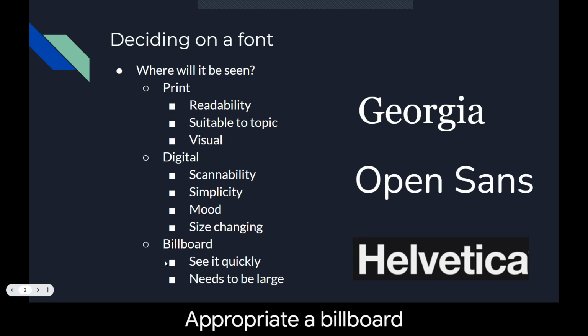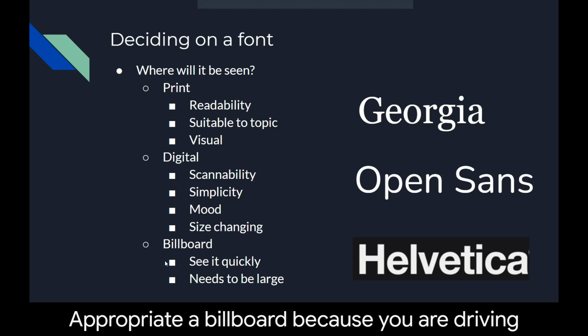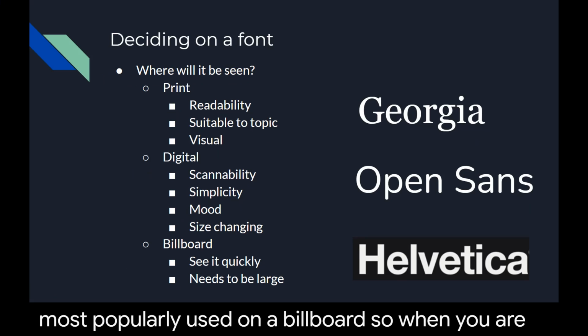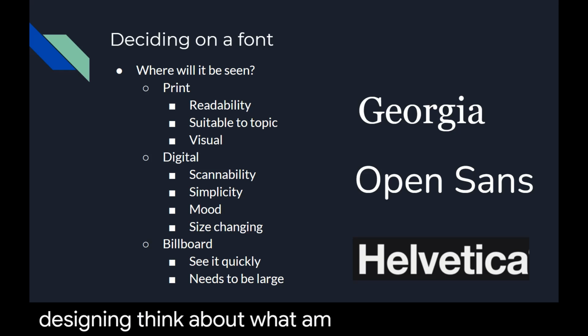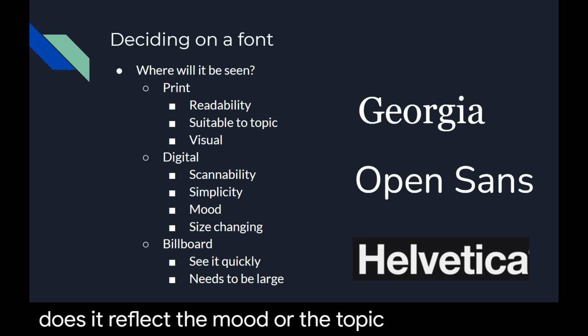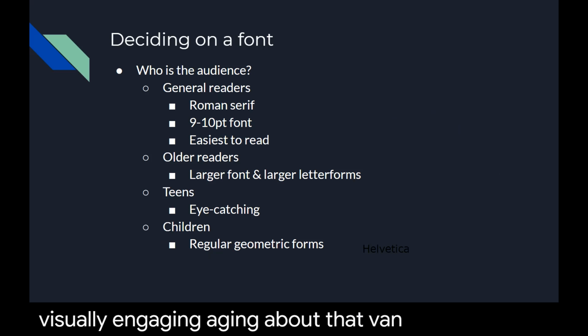A billboard, because you are driving by, you need to see it very quickly. So it needs to be very large and very readable. So Helvetica is one of the most popularly used on a billboard. So when you are designing, think about, what am I designing? What medium is it? And how can my audience read it? How does it reflect the mood or the topic? And what will be visually engaging about that font?